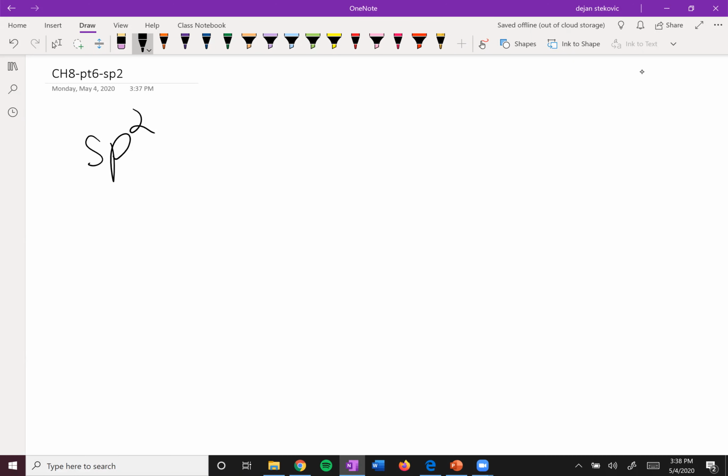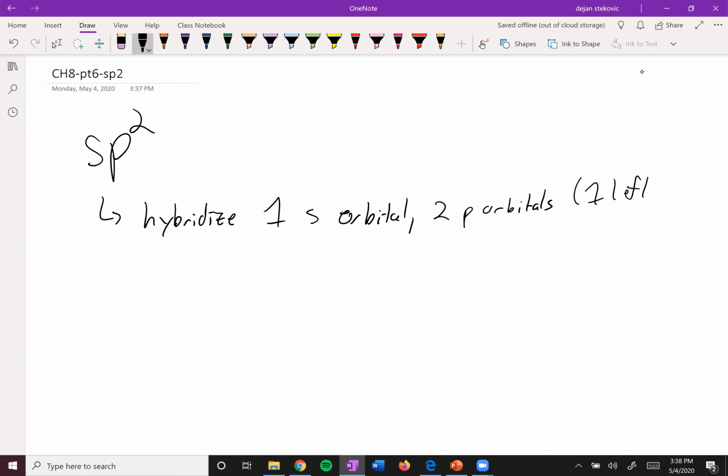All right, so next up is sp2 hybridization. So we have three things. We're going to mix three orbitals, and so we're going to hybridize our 1 s orbital and two of our p orbitals. But remember, we have three p orbitals, so there's going to be one left over that's going to be unhybridized.